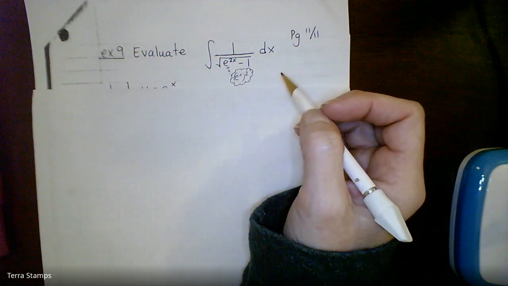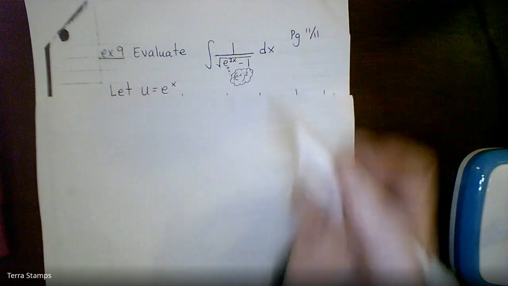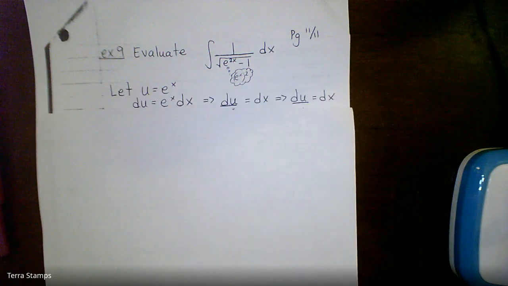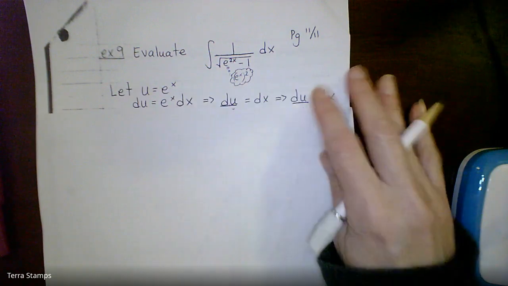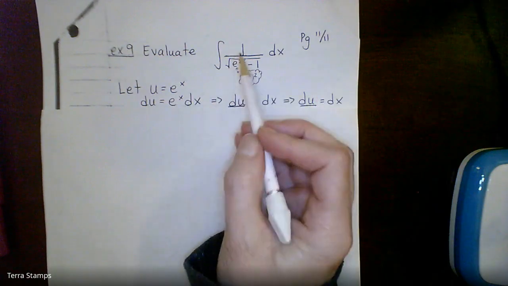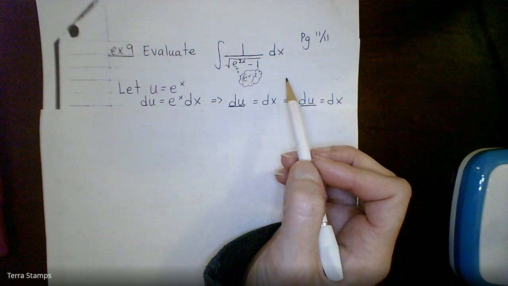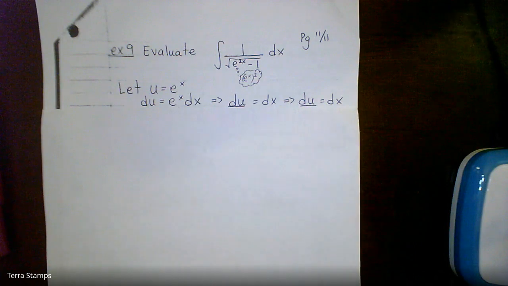So it looks innocent enough. Kind of seems like, all right, cool, I'm just going to let u be e to the x, so du is e to the x. But here's where my problem comes in. I don't have another e to the x somewhere to absorb into my du. So that becomes problematic for us. So what am I going to do?